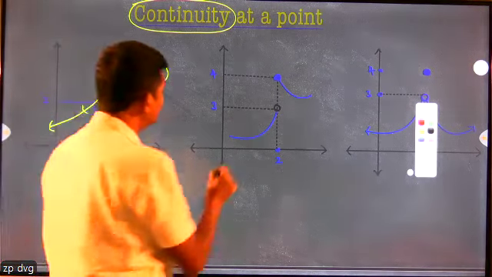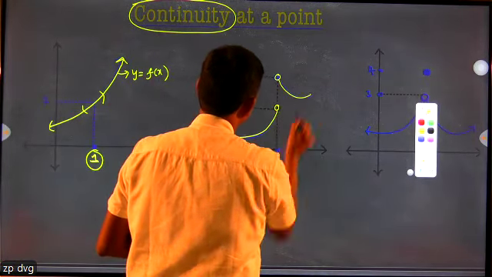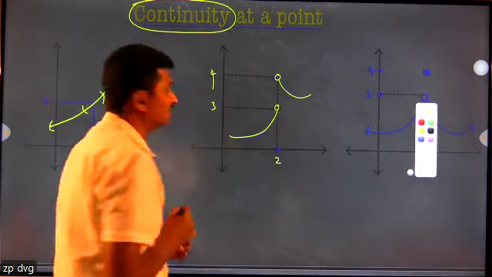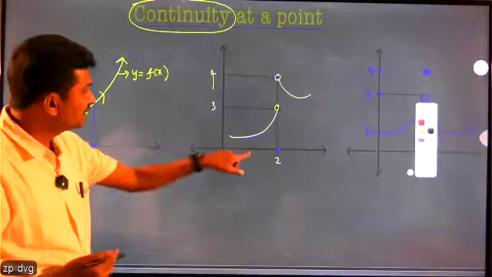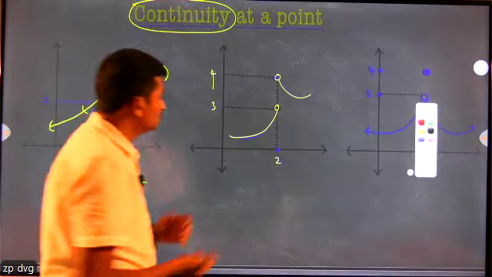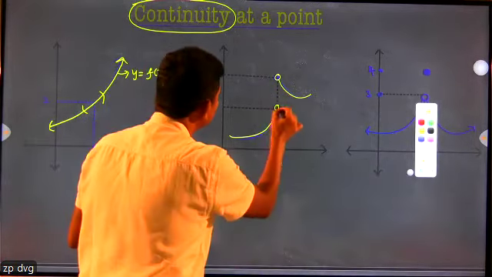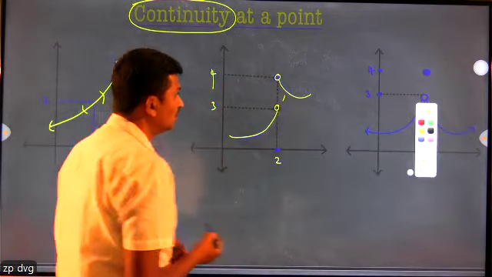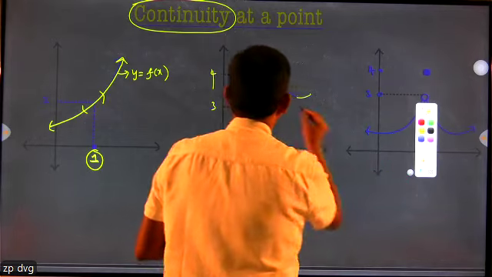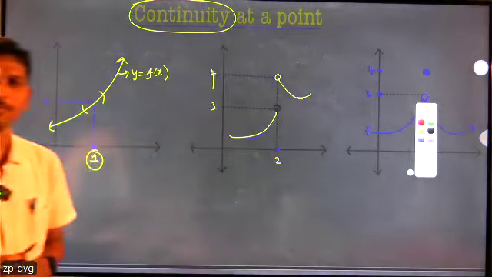You see this second example. This graph is like this, right? Now, check the continuity at 2. To check the continuity at 2, by seeing the graph, what can you say? At 2, in this graph, there is a gap. So we say that this function is discontinuous at 2.